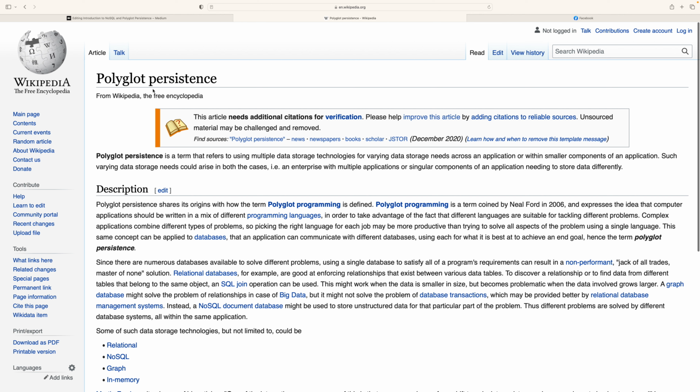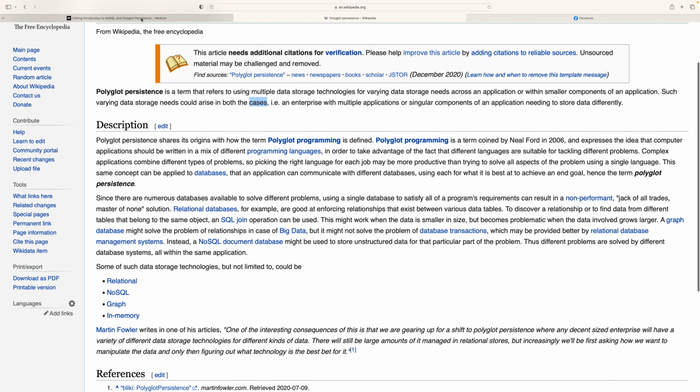You can also read about it on Wikipedia. The polyglot term refers to multiple data storage technologies, with varying data store needs, used to process an application within the same network component. Varying data storage needs could arise in both cases, such as an enterprise with multiple similar systems. So this is what the solution is giving.